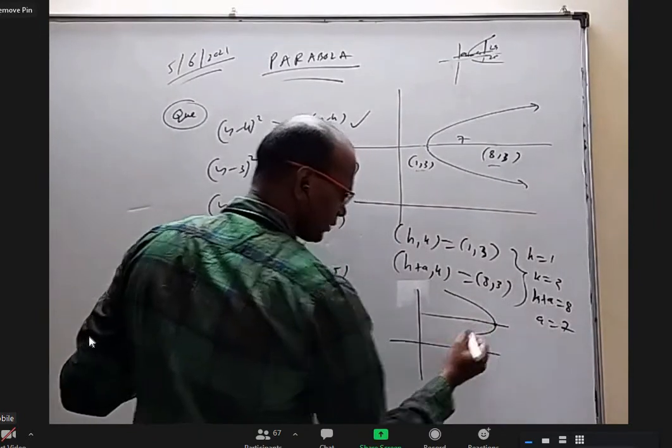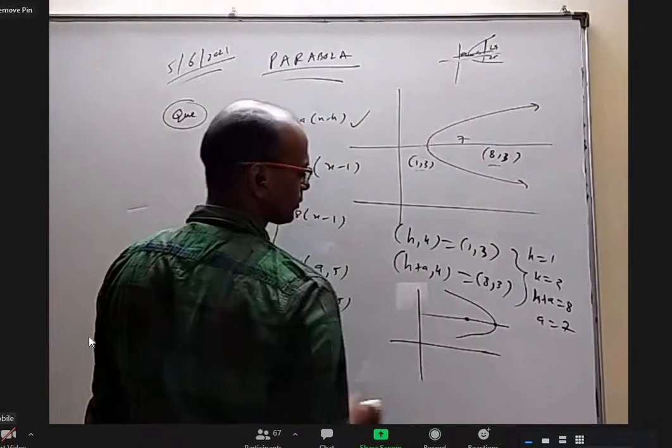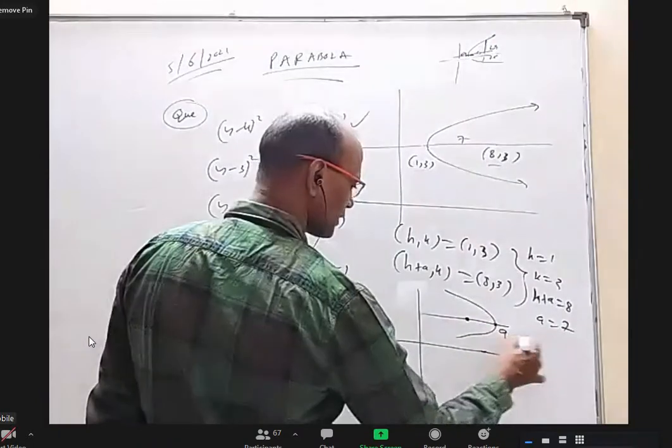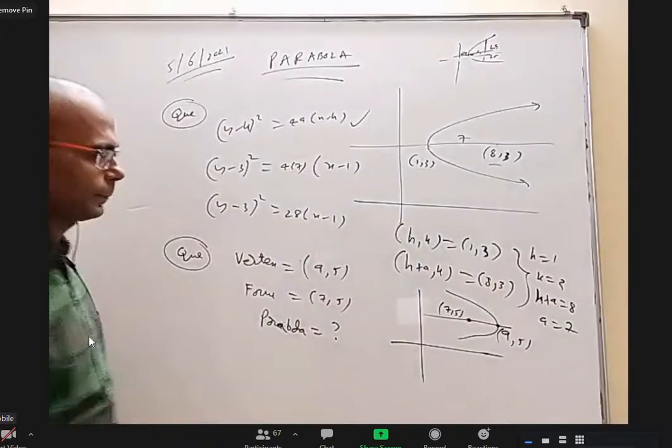The value of a will be negative. The length of the latus rectum is not 8, it is 4a, but a can be negative. So here the vertex is on this side at (9, 5) and the focus on this side at (7, 5). So it is opening towards left, like this.